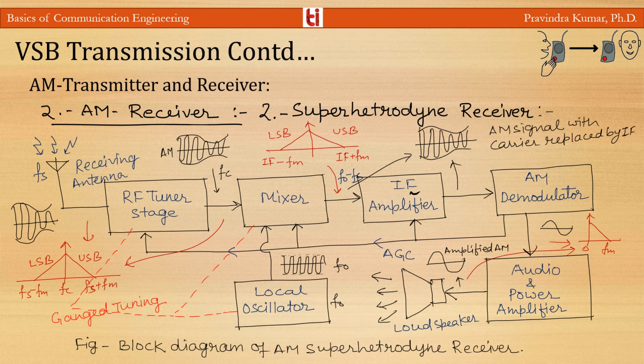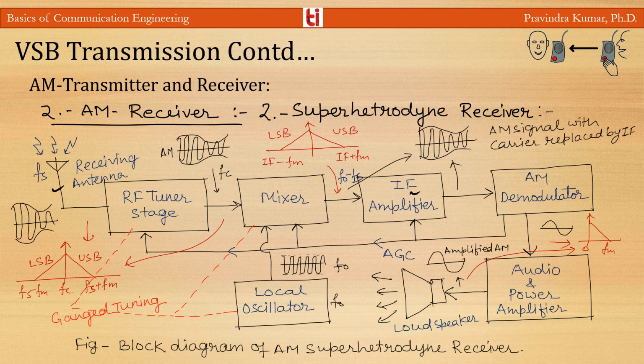The DSB full carrier AM signal transmitted by the transmitter travels through the air and reaches the receiving antenna. So this is the AM signal with full carrier, and the RF tuned section is an amplifier which is used to select the wanted signal and reject others out of many present at the antenna.